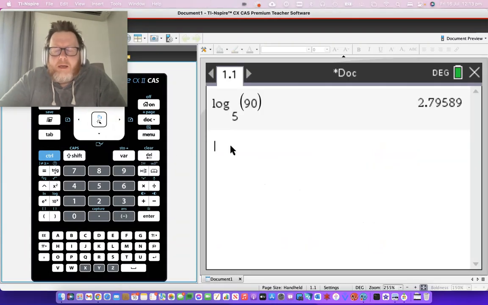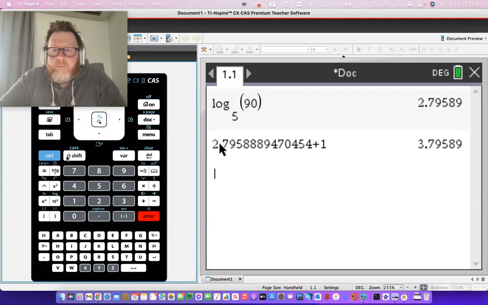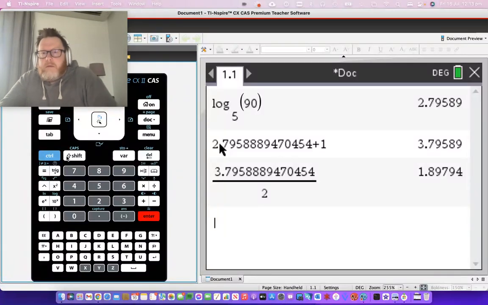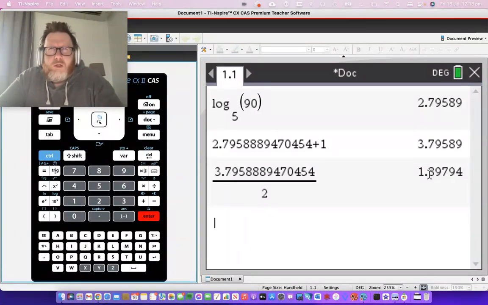So I'll go back to my calculator. I'll go plus 1, and then divided by 2. And I get 1.89794. Looking at it on the screen, it says 2 decimal places in the textbook. The second decimal place is a 9. I look to the next one, it's a 7. So that gets rounded to 10, and 10 at one place value is 1 at the next. So it's actually going to be 1.90.